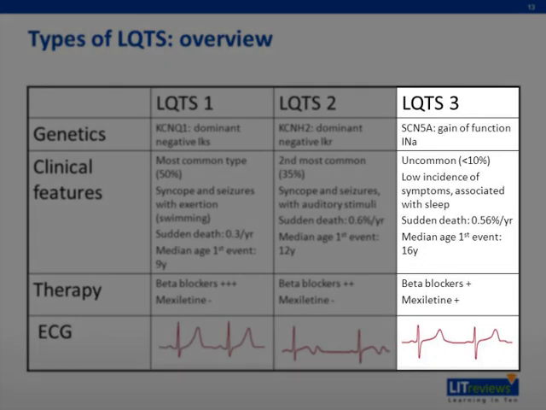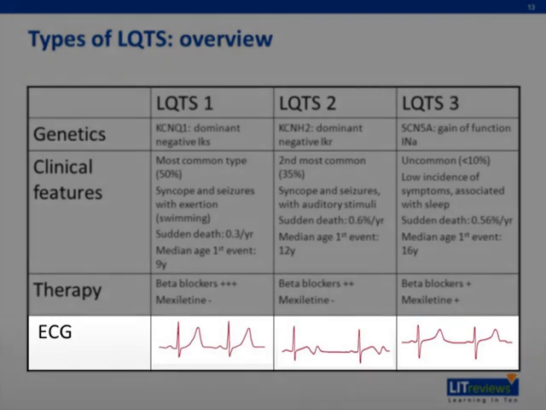Long QT syndrome type 3 is caused by a gene abnormality of SCN5A that leads to a gain of function in the sodium channel. This type is uncommon with a low incidence of symptoms. Type 3 is associated with cardiac arrest during sleep. The sudden death rate is 0.6 per year, with the median age to first event at 16 years old. Mexiletine and beta blockers are minimally effective in preventing cardiac arrest, and these patients often get implantable cardiac defibrillators.